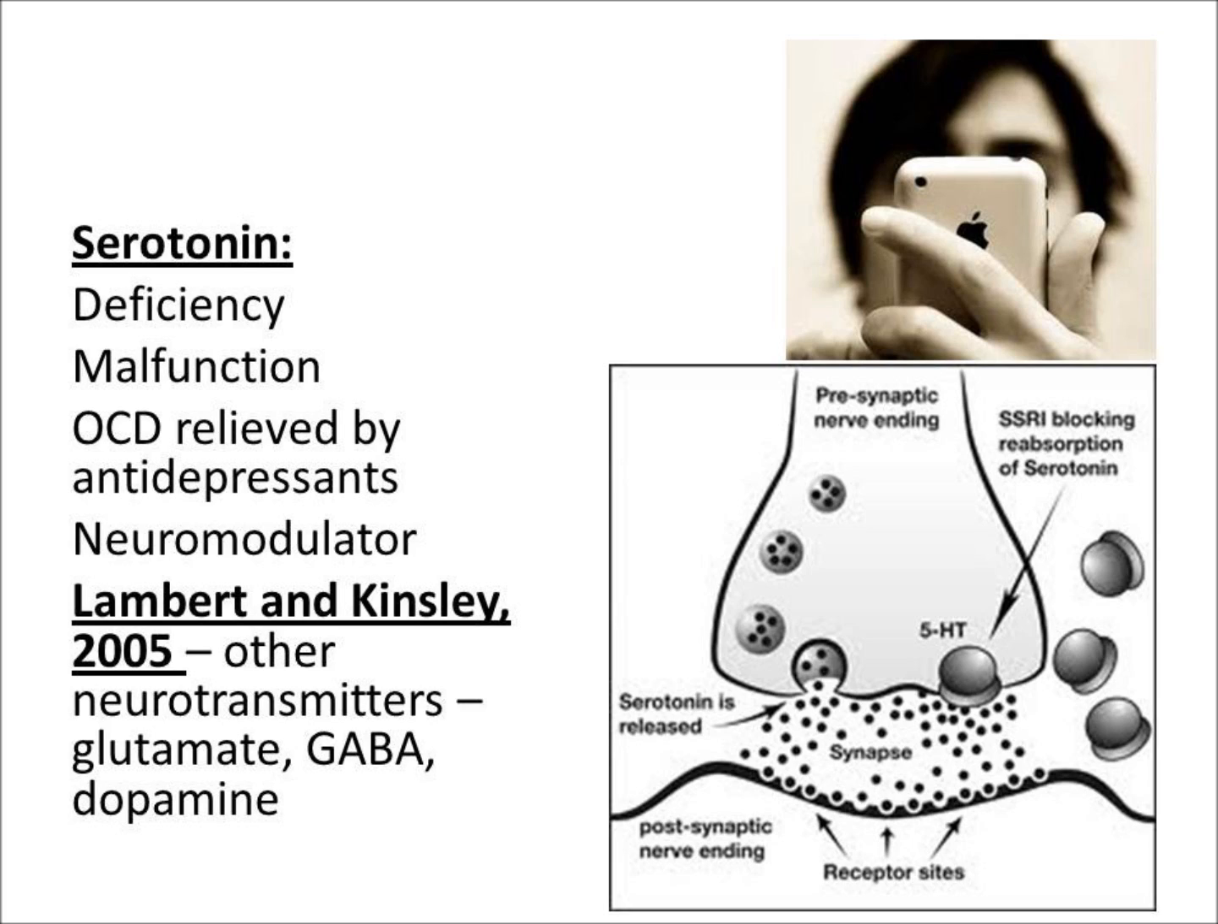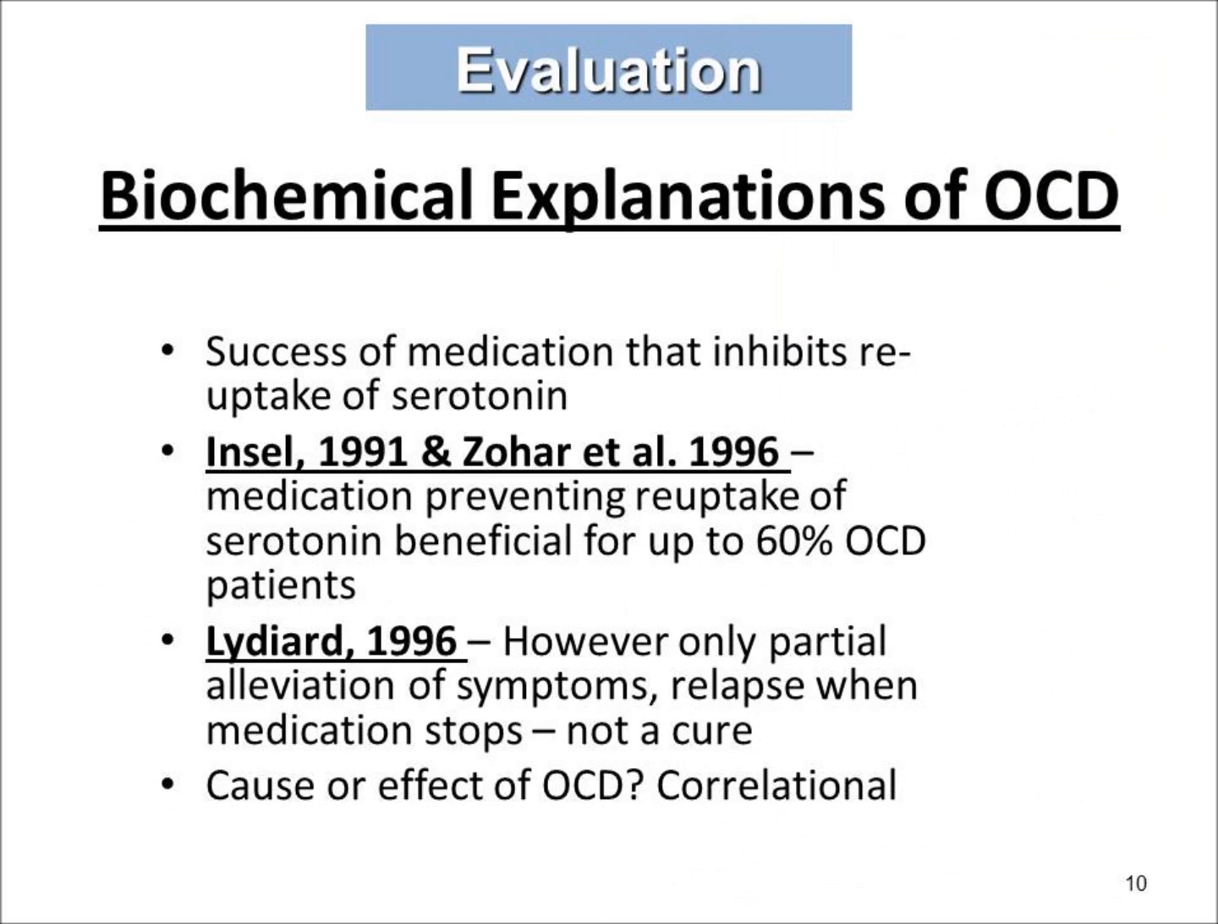It's unclear whether serotonin is the whole picture, or whether it's just what's known as a neuromodulator. Now Lambert and Kinsley, 2005, found that other neurotransmitters like glutamate, GABA and dopamine also had the effect of reducing symptoms in OCD sufferers. So it is possible that serotonin actually acts as a neuromodulator, which allows all of these other neurotransmitters to function well as well. And that would explain why serotonin is so effective.